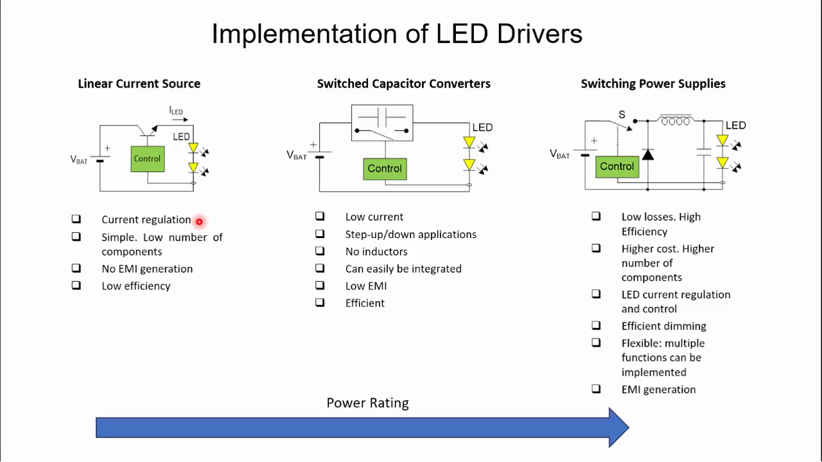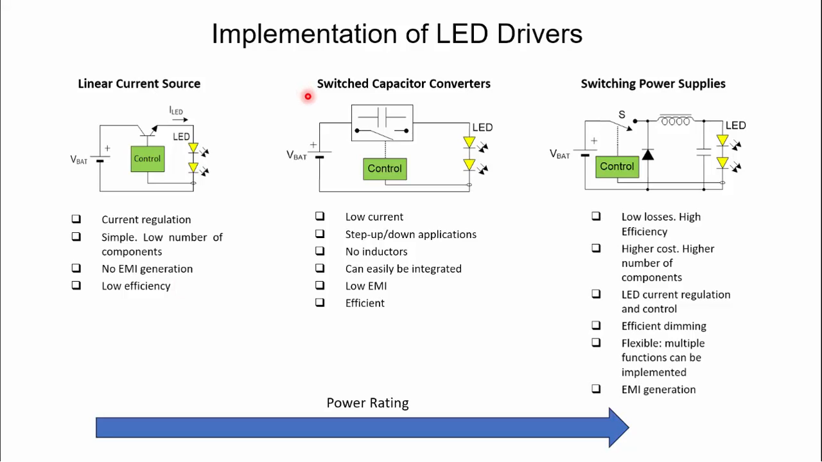So this solution is good because it can provide current regulation. It's simple because it has also a low number of components. The cost is reduced. There is no switching, so there is no EMI generation. And the main problem is that the efficiency is going to be low because of the linear operation of the transistor. Another disadvantage is that we cannot obtain at the output a voltage which is greater than the input voltage. So these type of solutions can only be used in step-down applications.